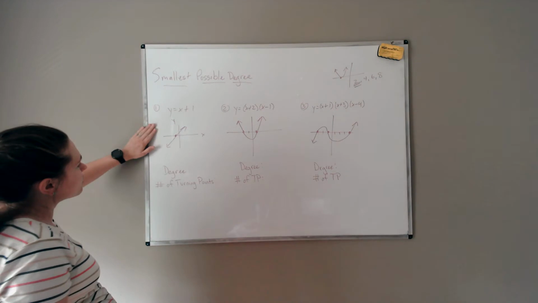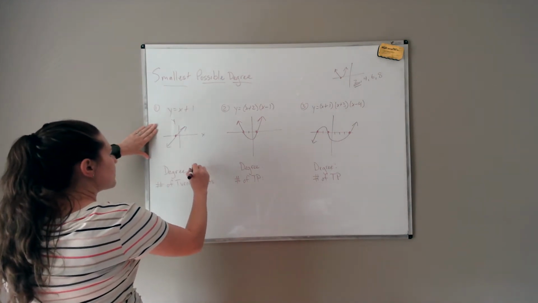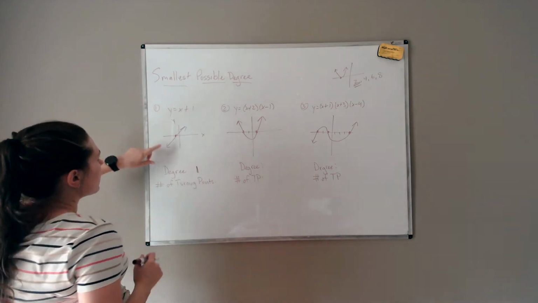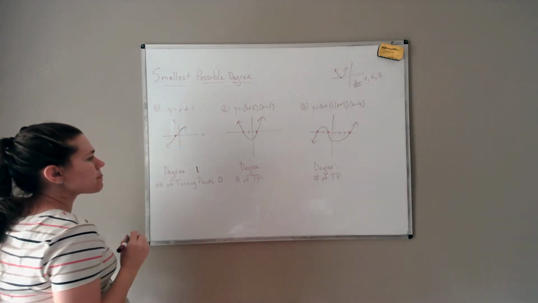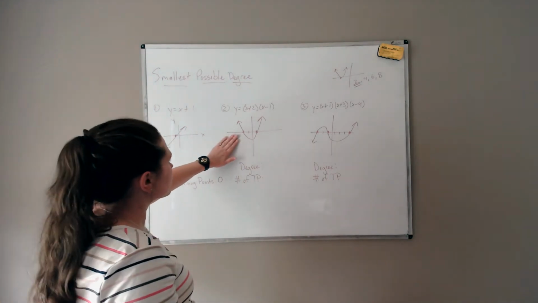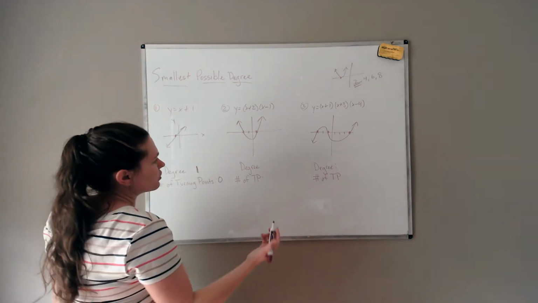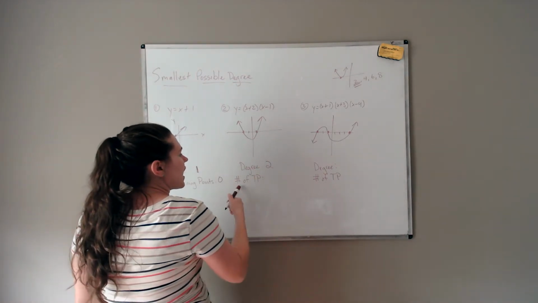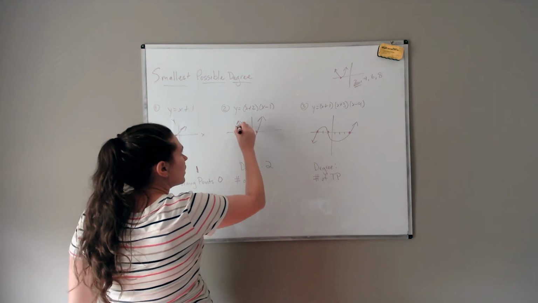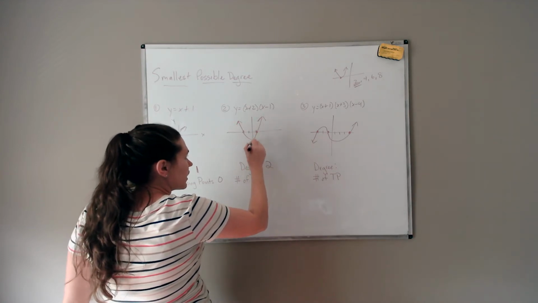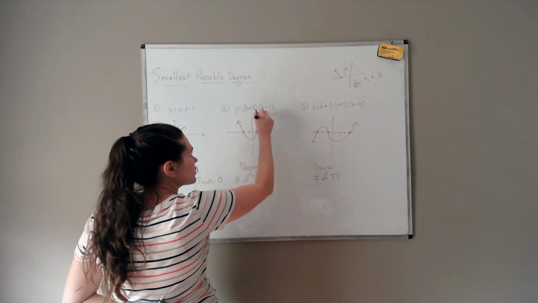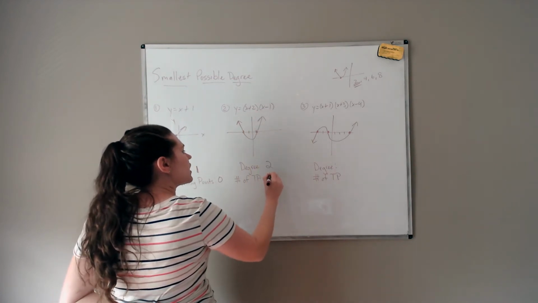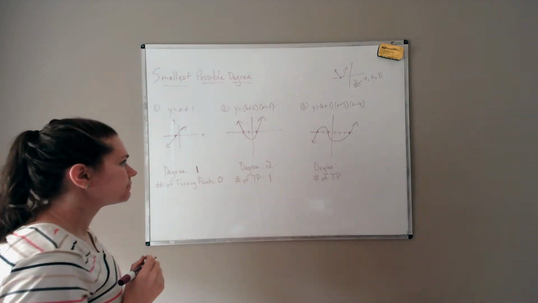So the degree of y equals x plus 1 is 1, and how many times does it turn, meaning how many times does this graph change direction? It doesn't change direction at all, okay? The next, what is the degree of number 2? The degree of number 2 is 2, and how many times does it change direction? Well, if I have 2 roots, I need to turn once so that I can get to that next root. It has 1 turning point.